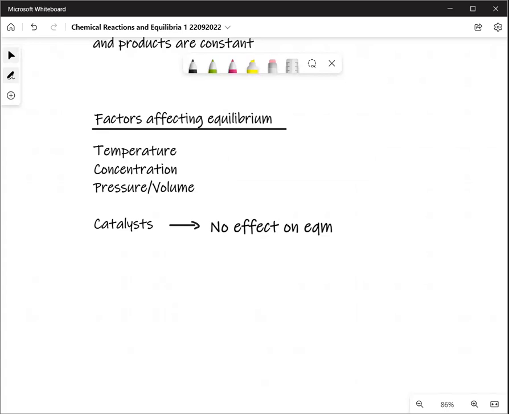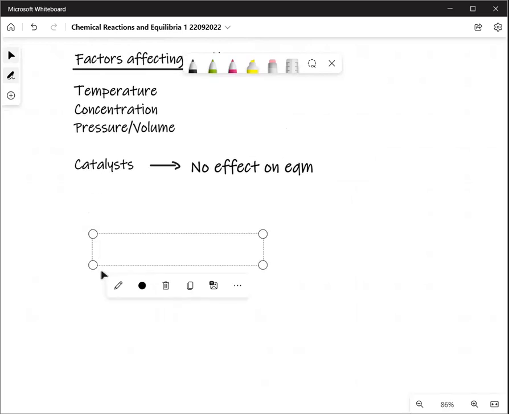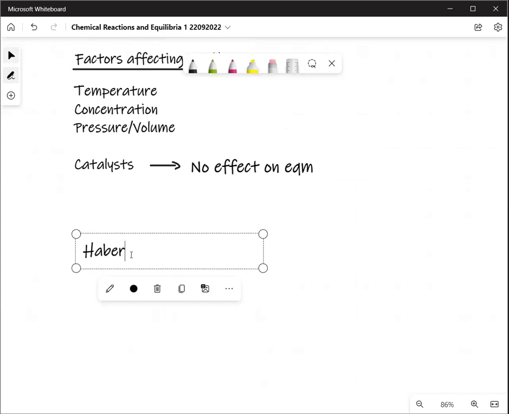Done writing. Now let's focus on one of the main important things. Let's start with the Haber process. Now we'll look at all of these things in the Haber process.